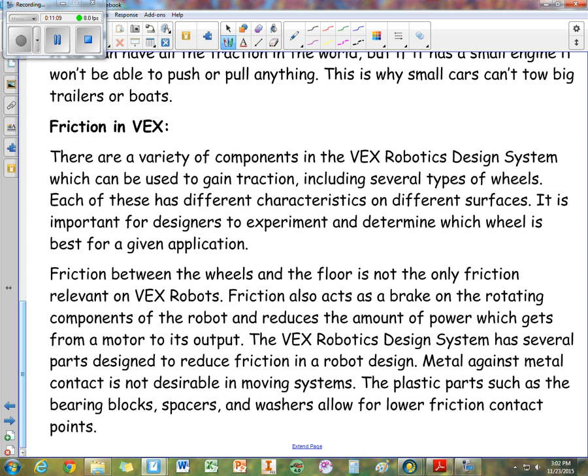Now, friction between the wheels and the floor is not the only friction that's relevant. Friction can also act as a brake on the rotating components. So you want to make sure that you reduce friction in your gear trains. Make sure that the spacers aren't too tight. Make sure that you're using those white Teflon low friction washers. Well, that concludes video 1.